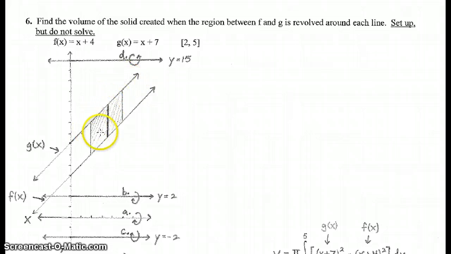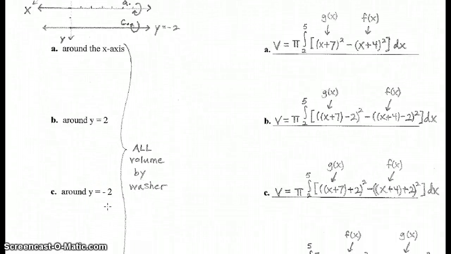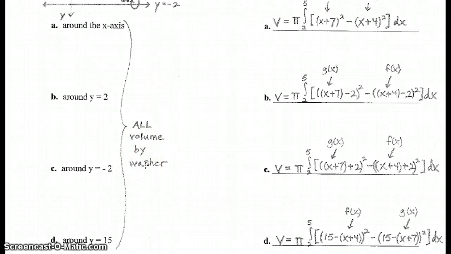I've also shaded the region between x equals 2 and x equals 5 so that we can see that that is the region that we are revolving around each of the various lines. The other thing you may notice is that all of our lines, whether it's the x-axis, y equals 2, y equals negative 2, or y equals 15, are horizontal lines, and that there are gaps between our region and the axis that we're revolving around, which is why each of these involves the washer method.